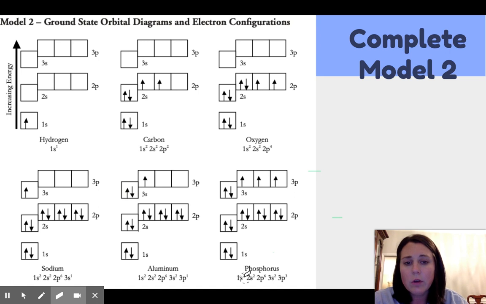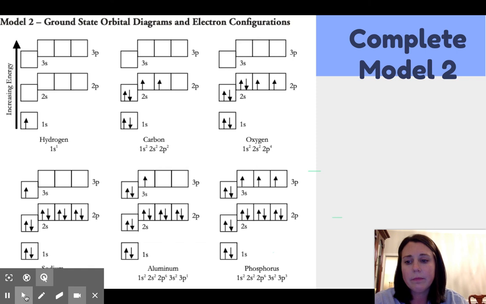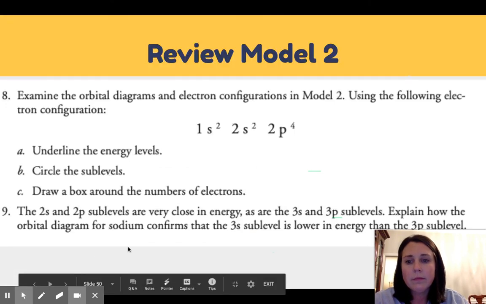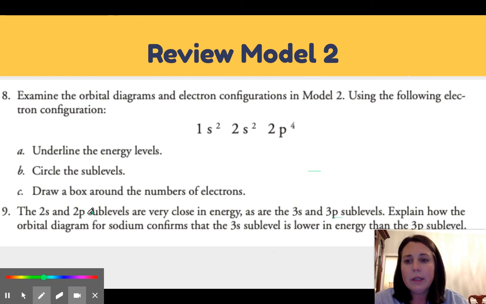So you have several different elements here. Okay, and I believe your questions are specifically asking you about oxygen. So when you're answering the questions, you're looking at the oxygen section only for this. Okay, so pause here and take a minute to complete the model. Okay, so now that you've completed it, let's look over just a couple things.